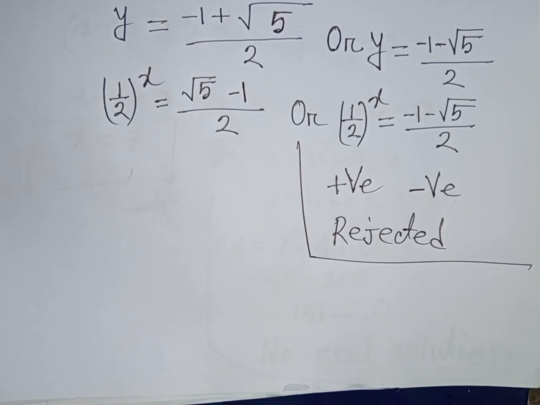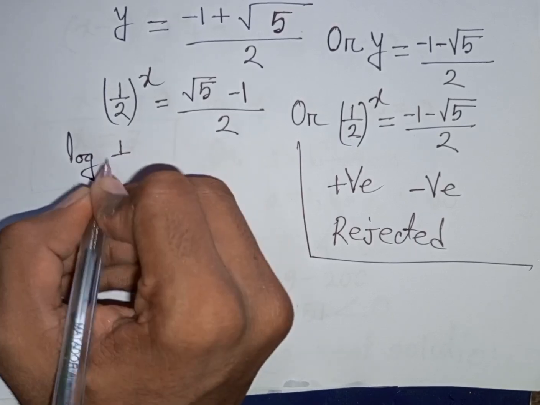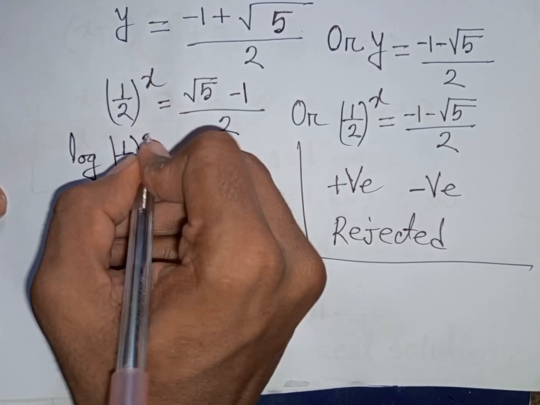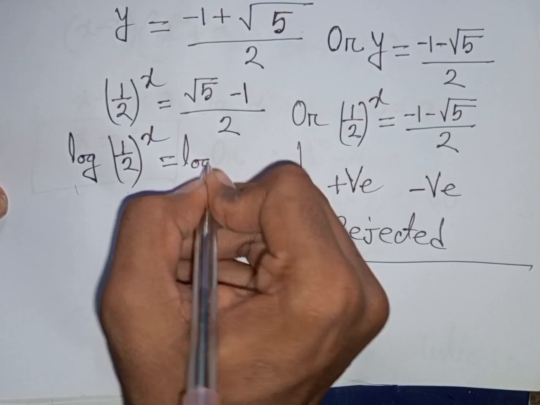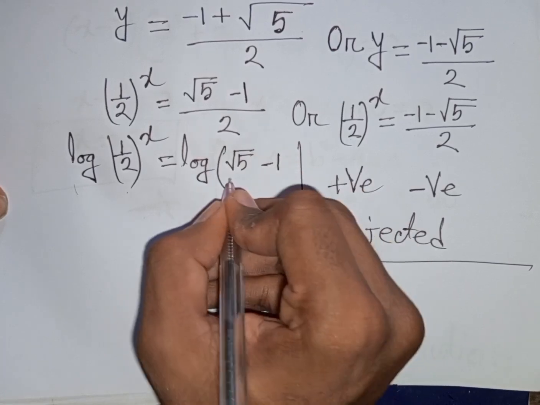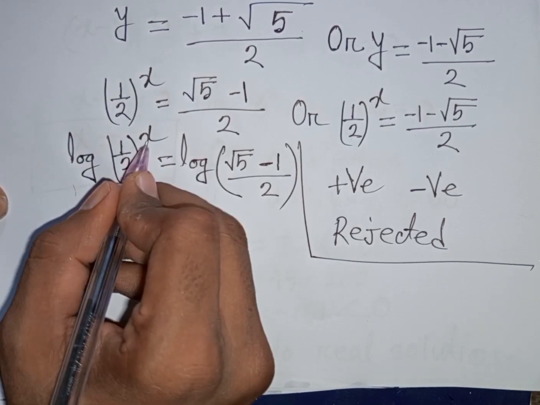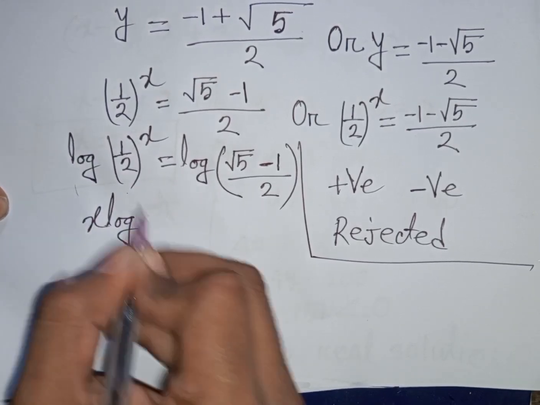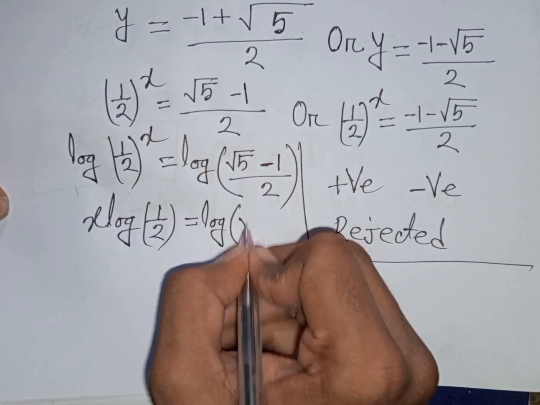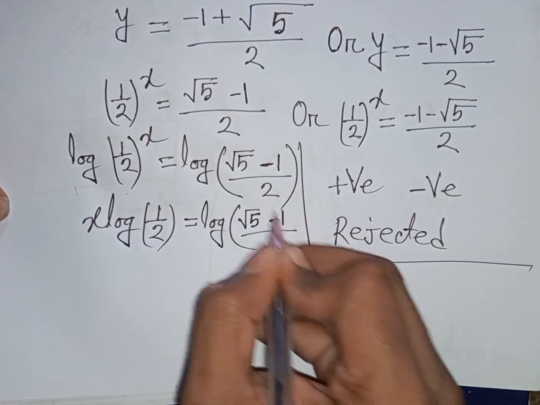Now from here we take log on both sides. You can write here log of (1 by 2) bracket power x is equal to log of (square root of 5 minus 1) divided by 2. Now this power x will move to the front, so it will be x log of 1 by 2 is equal to log of (square root of 5 minus 1) divided by 2.